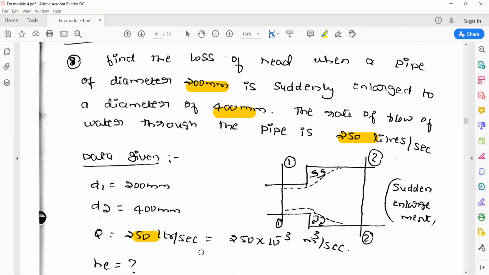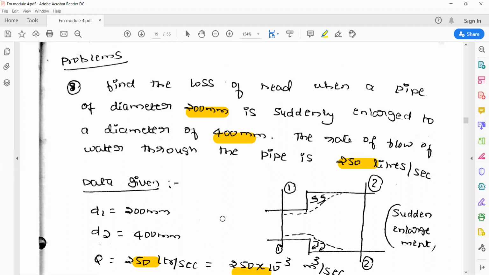Liters have to be converted to meter cube. 1 liter is 10 raised to minus 3 meter cube. So it becomes 250 into 10 raised to minus 3 meter cube per second. By making use of this, you need to calculate the loss of head. The loss of head here is HE because there is an enlargement of the pipe, right? The fluid is entering from a smaller pipe to a larger pipe, so head loss due to enlargement is denoted by HE. You need to calculate the value of HE.